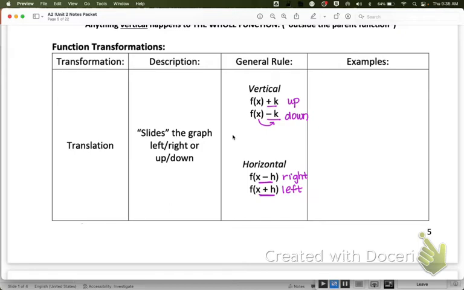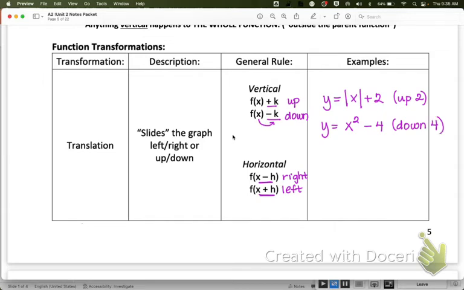So here's a couple of examples of where it's happening outside of the function. Let's think about absolute value. I could say y equals the absolute value of x plus 2. That's going to take my absolute value V-shaped graph and shift it up 2. Or I could say something like y equals the absolute value of x squared minus 4. That's also happening after the squared. So that's going to move us down 4.